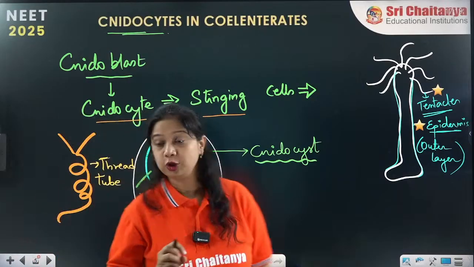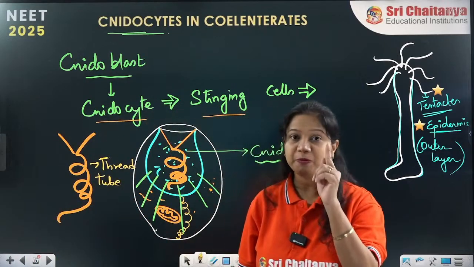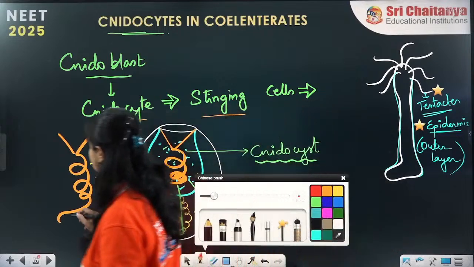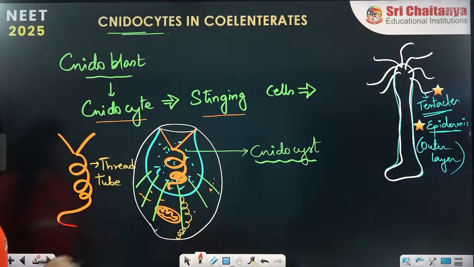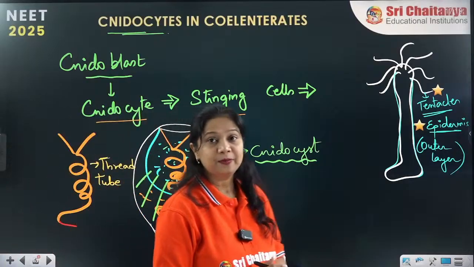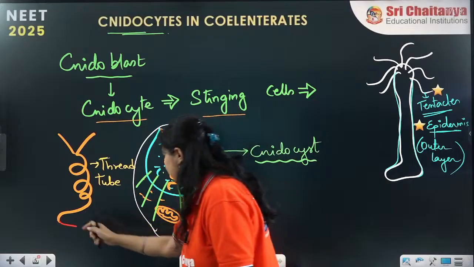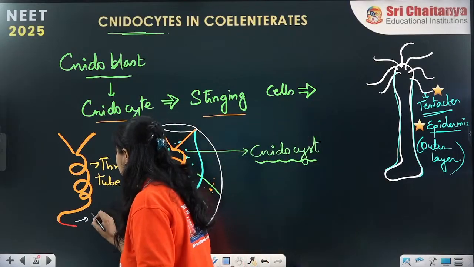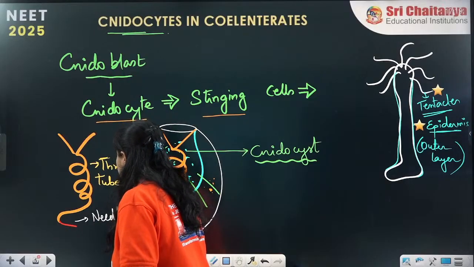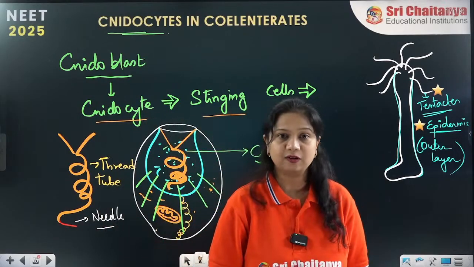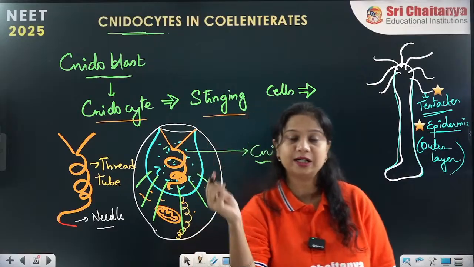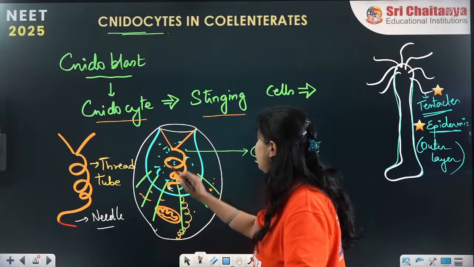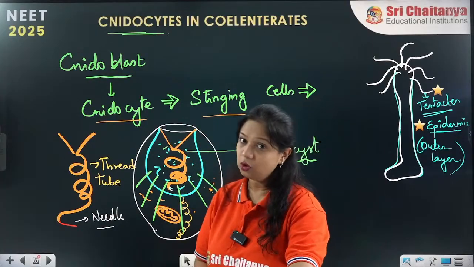Now this thread tube contains one very sharp needle at its end, just like an injection. You have seen the injection. Most of you have got it very recently also due to various reasons. So this is the injection, just a sharp needle-like structure. Okay. It is this sharp needle-like structure at the end of this tube. So it is a coiled tube ending in a sharp needle-like structure that is present inside this cnidocyst.